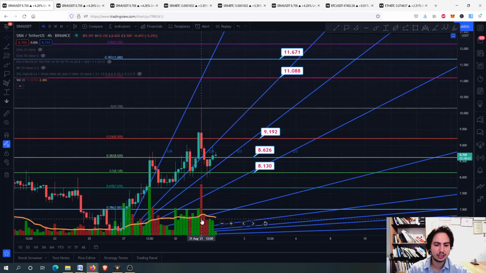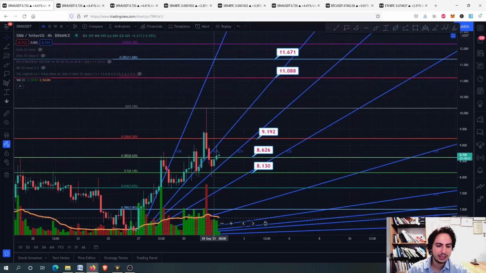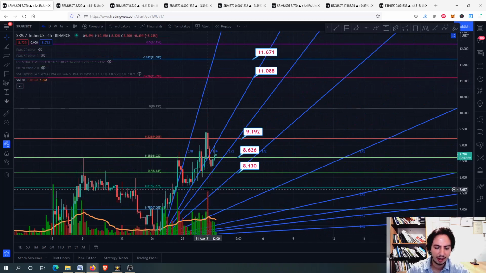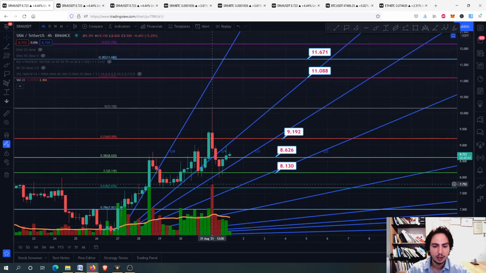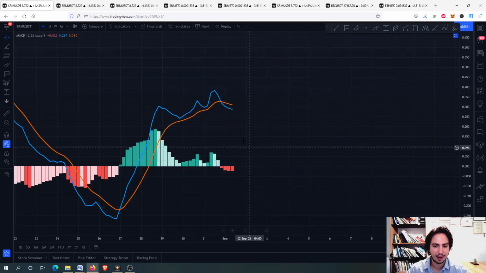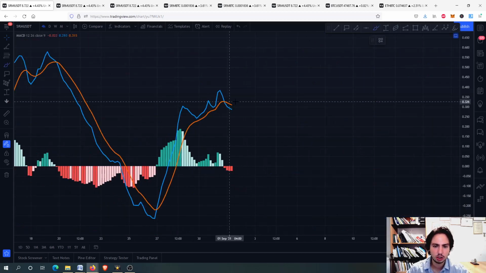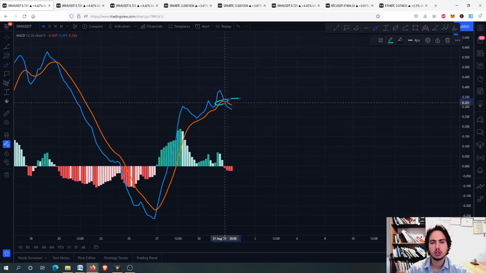The moving average of the volume is increasing a little bit, although we had a very big red bar right here, huge sell pressure, guys. And let's see the MACD. The MACD here had a bearish cross, but we do not care about that.